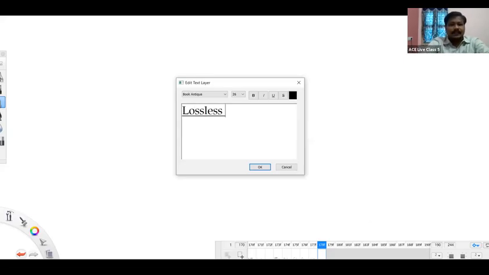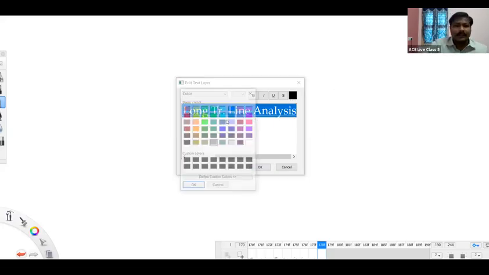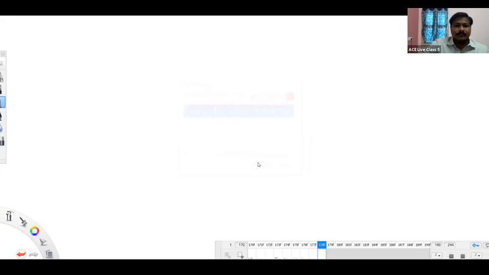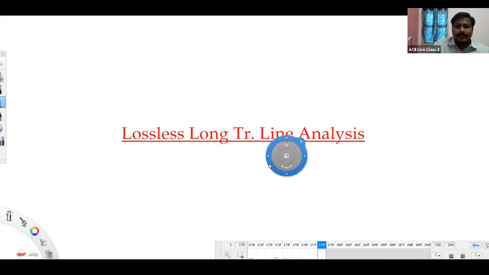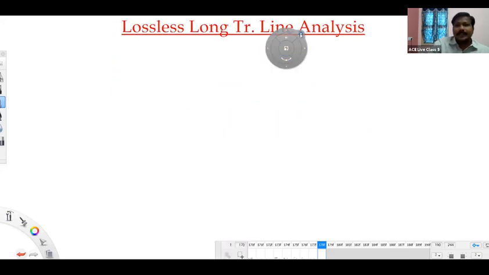Lossless long transmission line analysis. It is a very important topic for the GATE examination as well as for ESE examinations. If any question comes from TND, particularly steady state analysis, there is a high probability of getting the question either from the topic of steady state power equations or from the topic of the lossless long line, or simply long transmission line, which we are going to discuss.